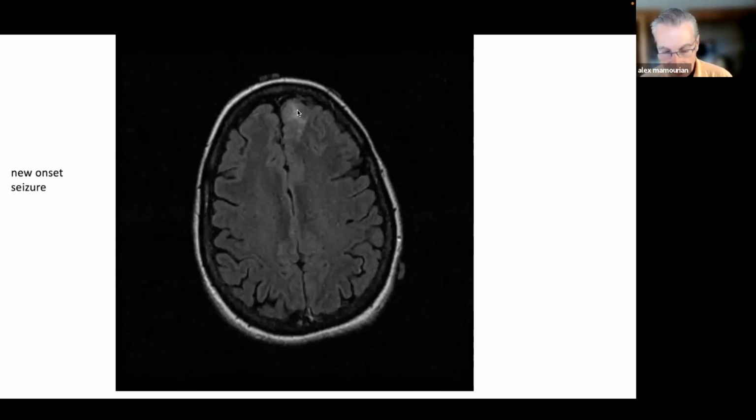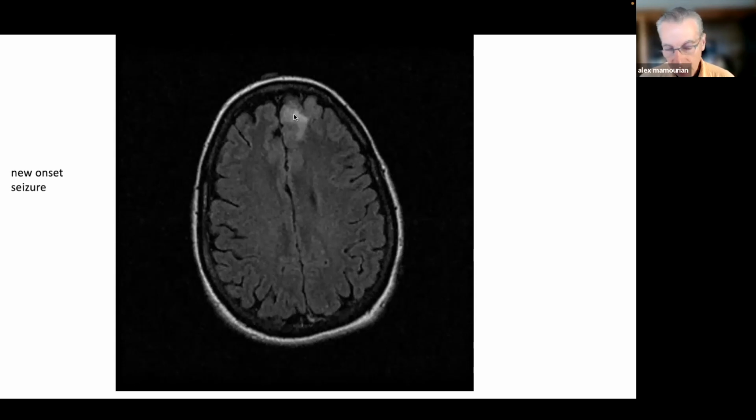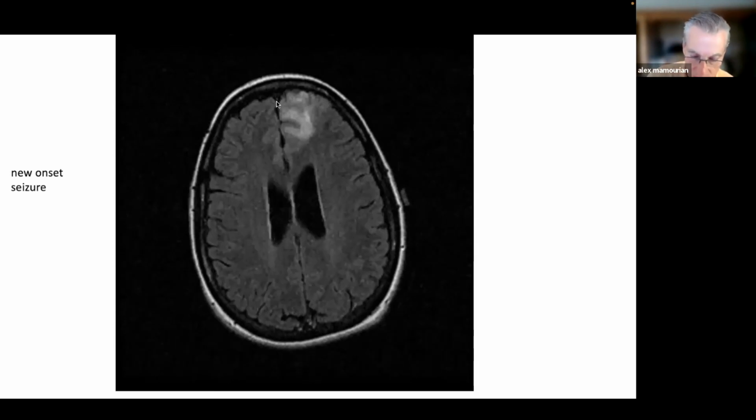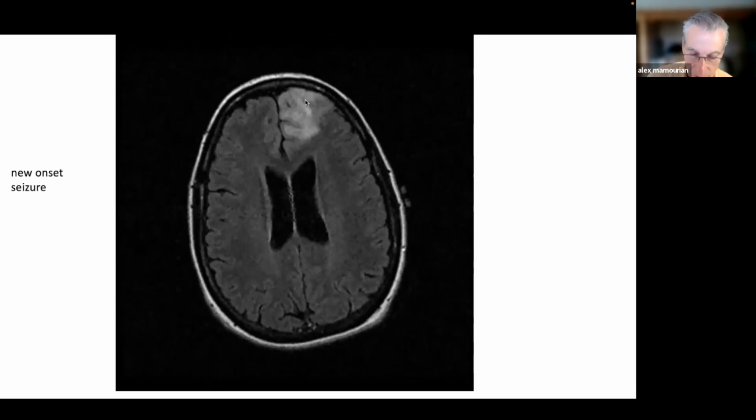So we see this abnormal signal. I would describe this as T2 prolongation in the frontal lobe. At this point, you might ask yourself, could this be a frontal lobe infarct? And we know seizures can accompany infarcts, but you'll notice that there's this wider area of involvement than I showed you in the previous example.